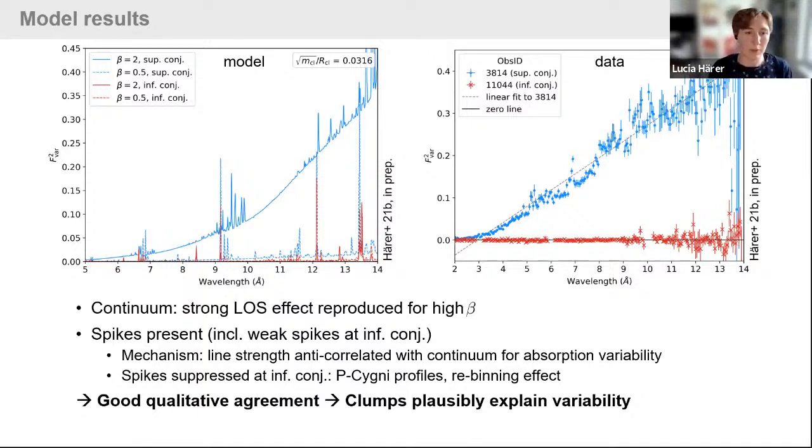And in general, we conclude that there's a good qualitative agreement between the model and the data, and that variability from a clumpy wind can plausibly explain the variability we observe in Cygnus X-1.